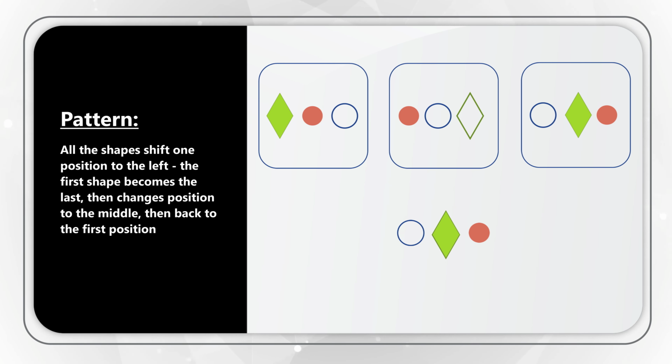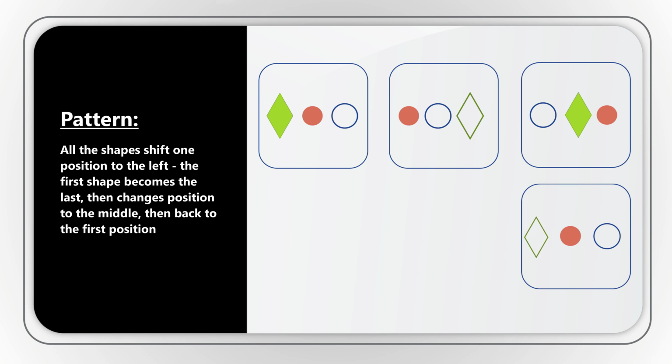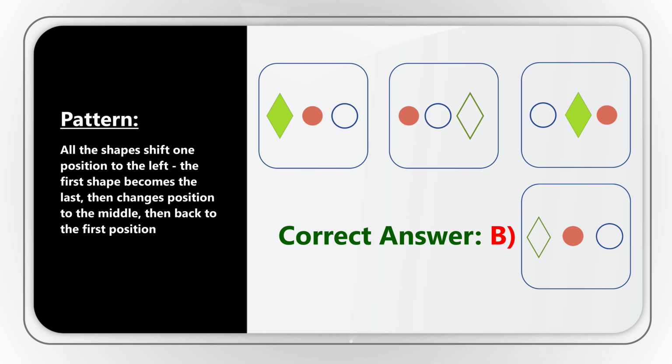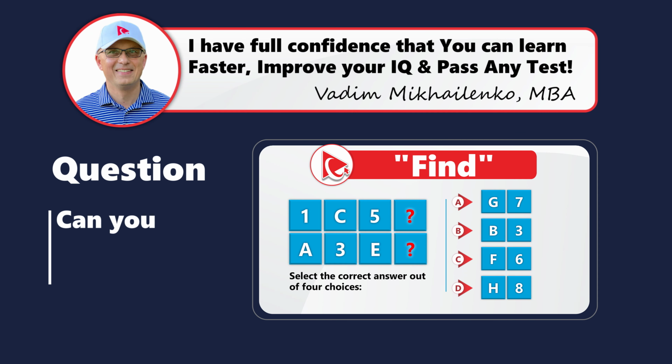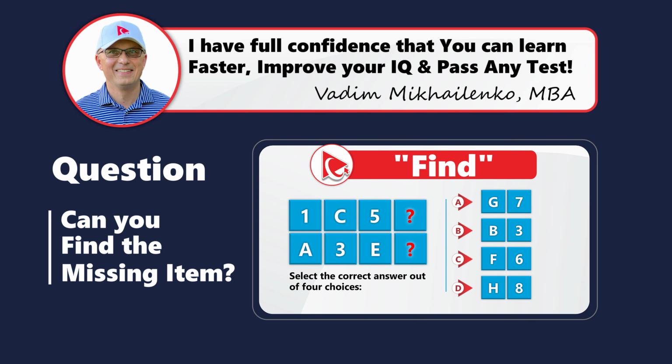Now, as you learned about the pattern, you can calculate that the answer here is choice B. Hopefully you've nailed this question on your own and now know how to answer similar problems on the test. Calculating missing items is one of my favorite questions, especially considering the fact that the calculations are very simple.